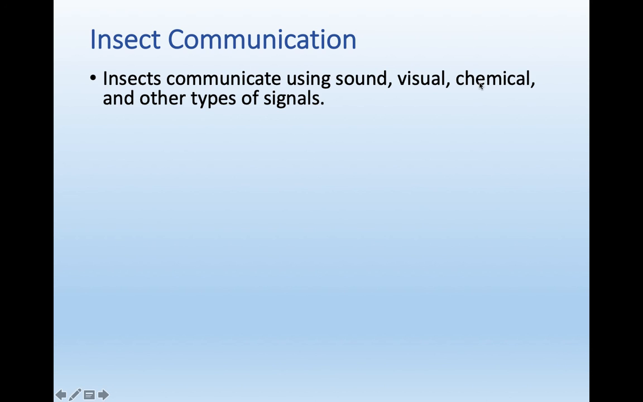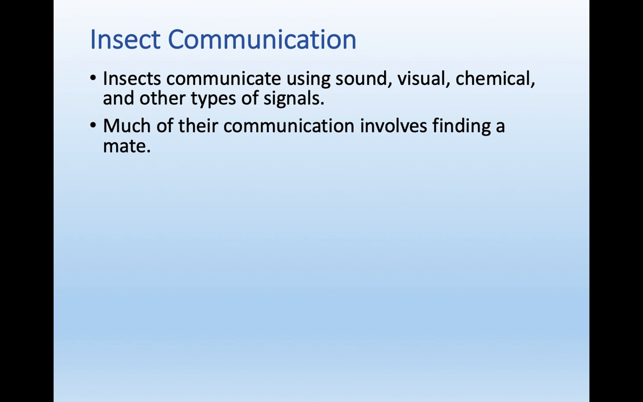Chemical communication, like releasing certain pheromones, are chemicals that can signal other insects that they are looking for a mate. There's a variety of signals that insects will use. And most of the time, this communication is to find a mate. We're not going to talk about all of them, but insects communicate in a variety of ways, particularly just to find a mate.